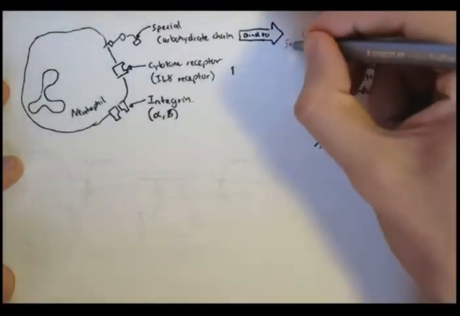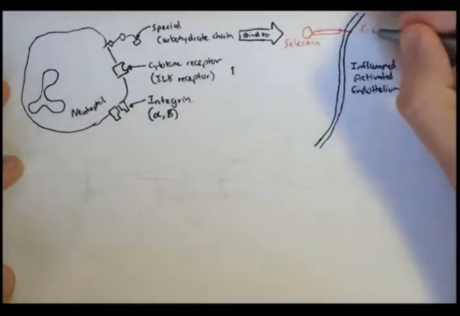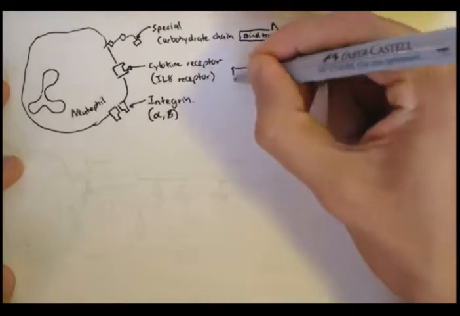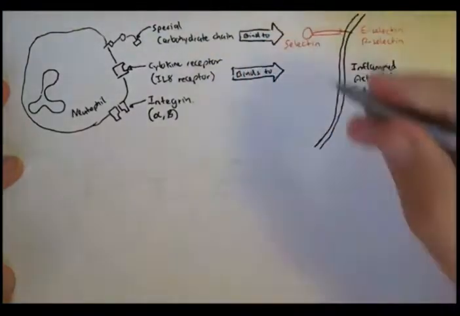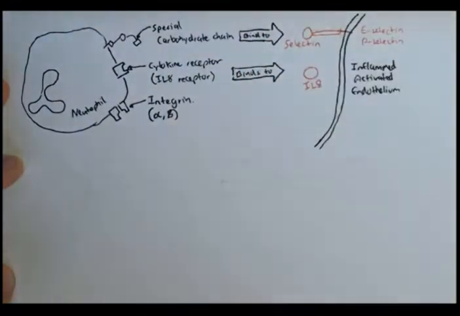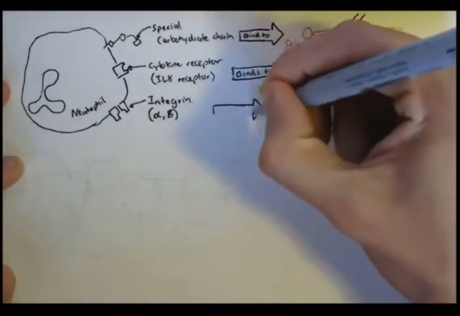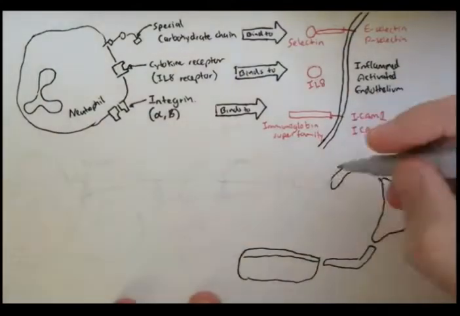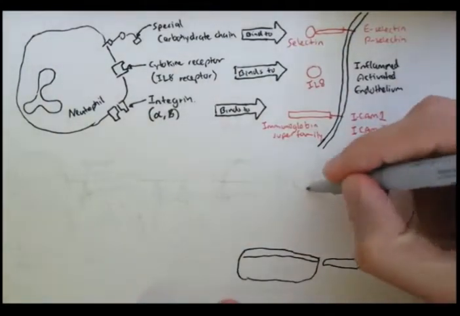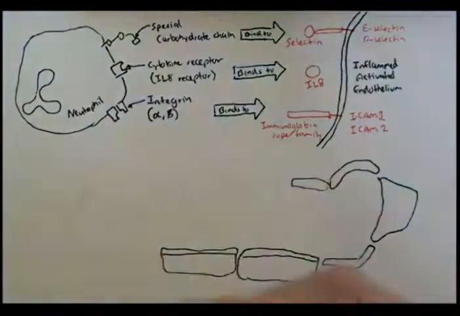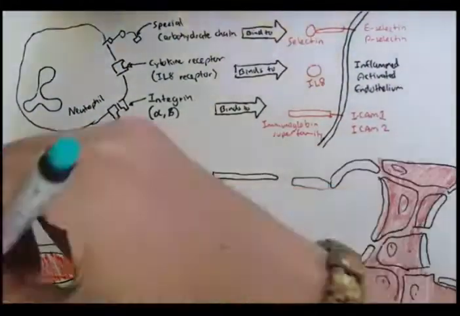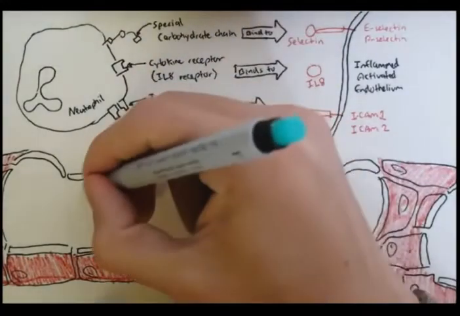Now there are 2 major selectin classes, the E-selectin and the P-selectin. The cytokine receptor is straightforward. It binds to the interleukin 8 from tissue macrophages to assist in passage. The integrin binds to the immunoglobulin superfamily, and there are many types of immunoglobulin superfamilies. All usually have a CAM in them. Now 2 important ones are ICAM1 and ICAM2.